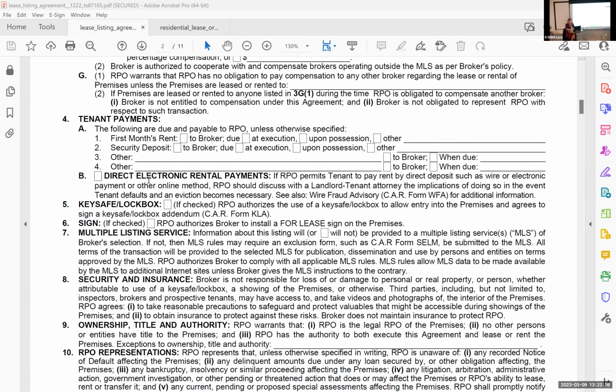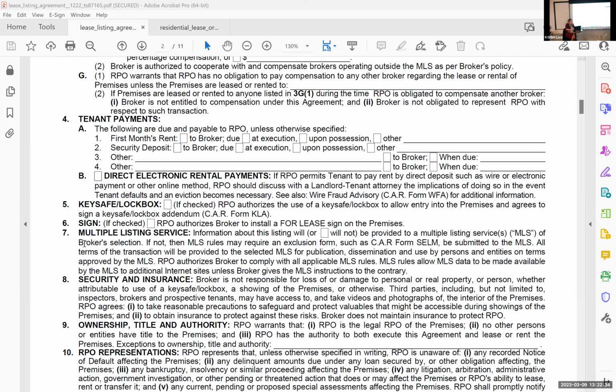This is for your landlord to say no, I don't want electronic payment. They don't have to give the electronic payment option. They don't have to. This is mostly so you know, so you position the property correctly. Key safe lockbox, you check it if they allow you to use one. Sign, you check it if you want to install a for lease sign.